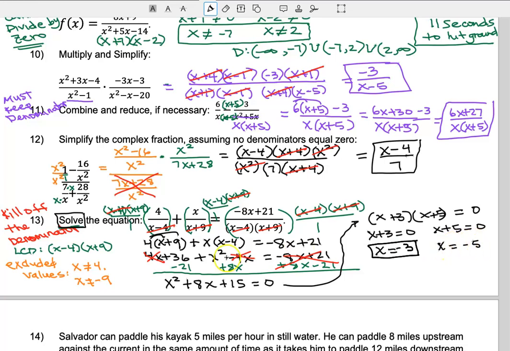Okay. However, we want to look and see if either of these 2 answers came out as 4 or negative 9, then we'd have to cross that one out and say, oh, it can't be that one because it's going to make the bottom 0. So just keep in mind that you might have to look back to those excluded values to double check that we're not going to be dividing by 0.